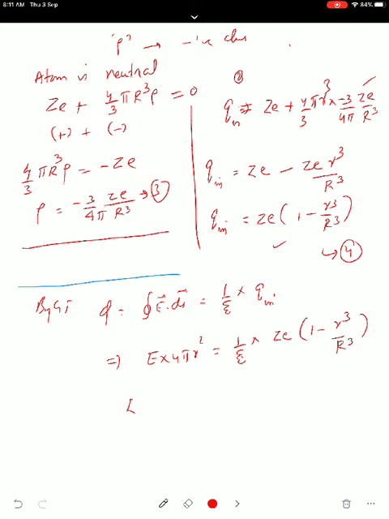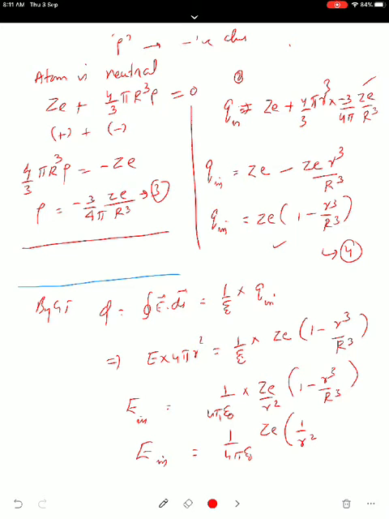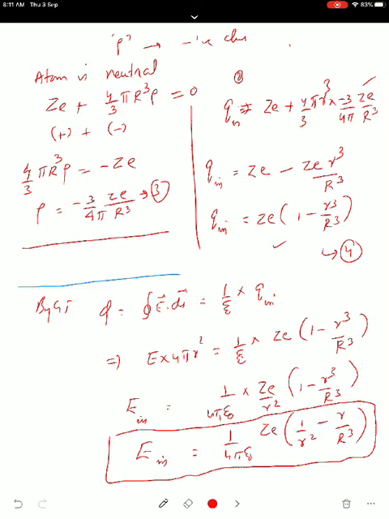So the electric field inside the atom, 1 upon 4 pi epsilon 0, we write together into ZE by r square into 1 minus r cube divided by capital R cube. If you want, take r square inside the bracket and reduce the equation. So electric field inside is 1 by 4 pi epsilon 0 into ZE. R square going inside becomes 1 by r square. When it goes there, 1 r square cancels, so r divided by r cube. So this is the equation for electric field inside this kind of model of the atom.